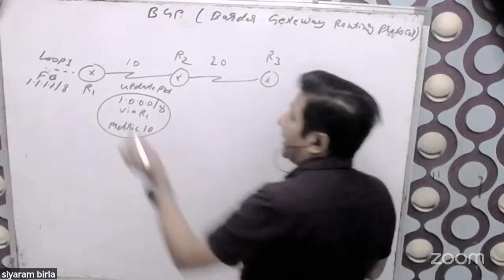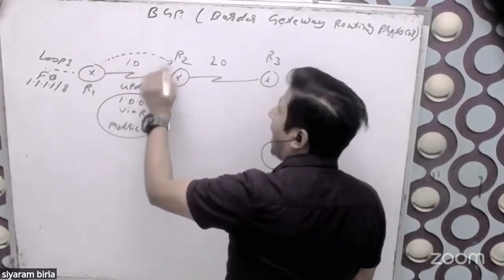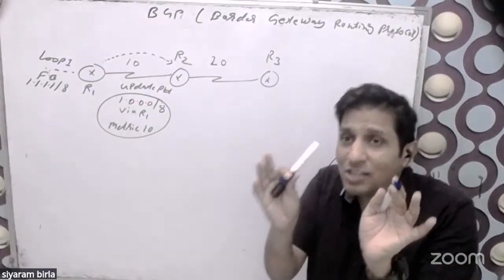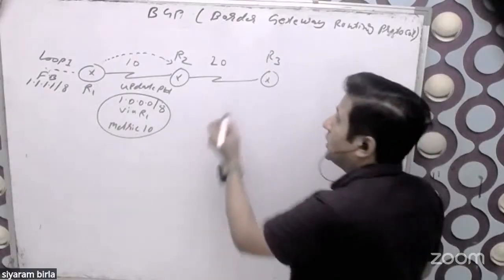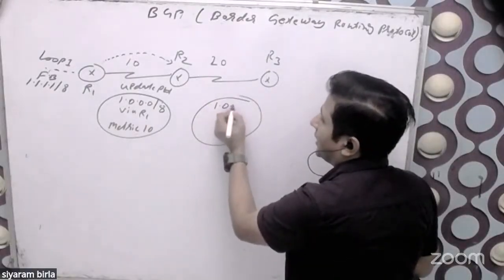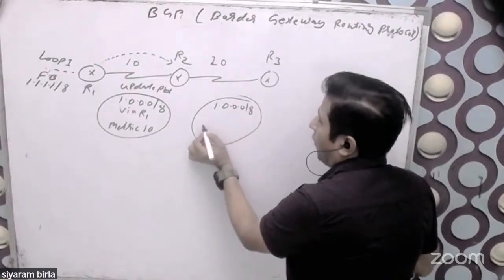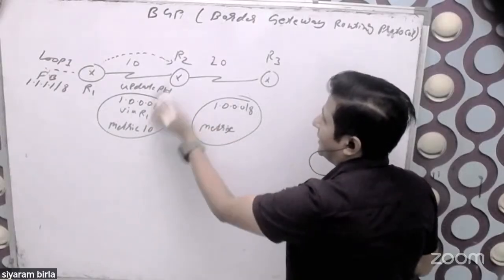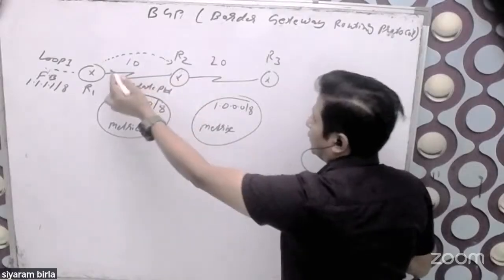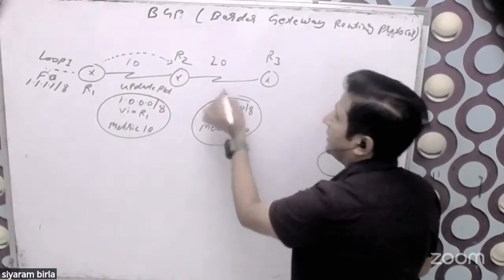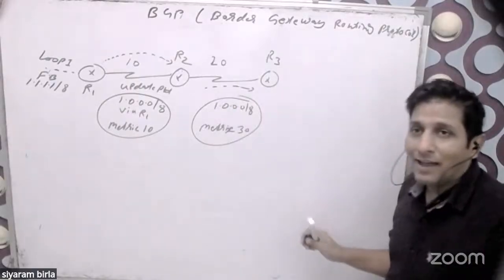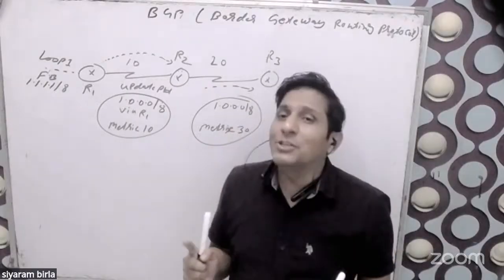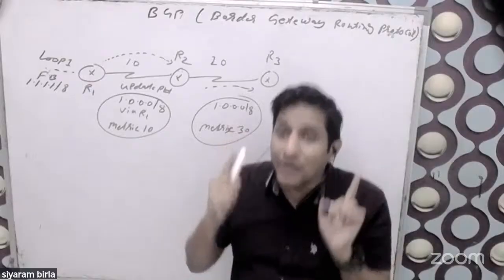That update packet is sent from R1 to R2, and once it is received by R2, R2 forwards that update packet to R3. The same update packet is forwarded, but it will change the metric. Here it is 10 and here it is 20, so 10 plus 20, it sends 30 as the metric. In that update packet, the metric is changed. That's why it is called the routing update packet.